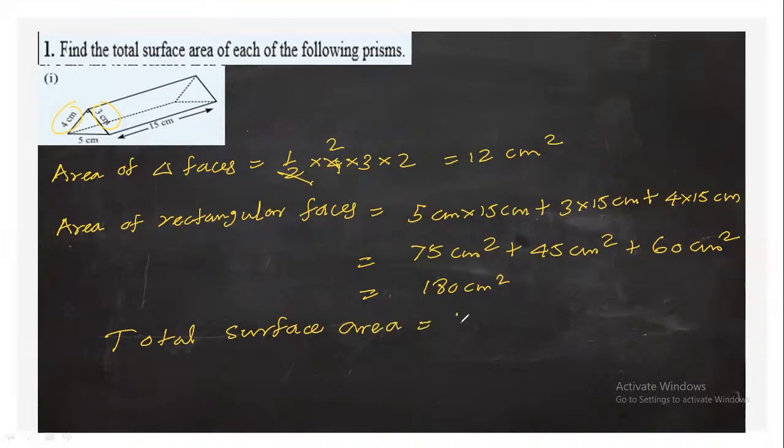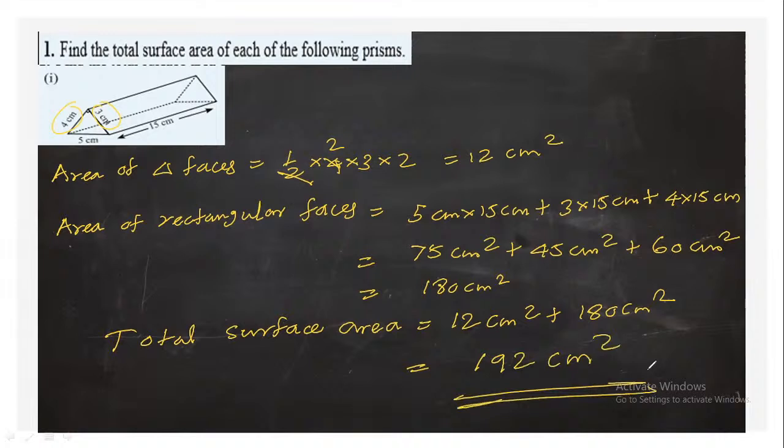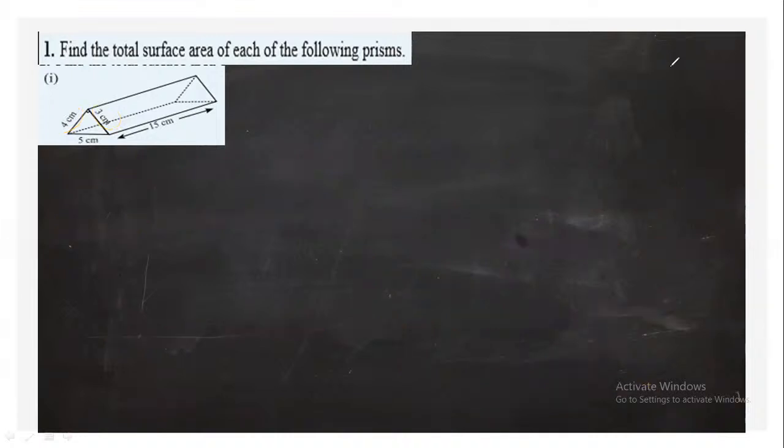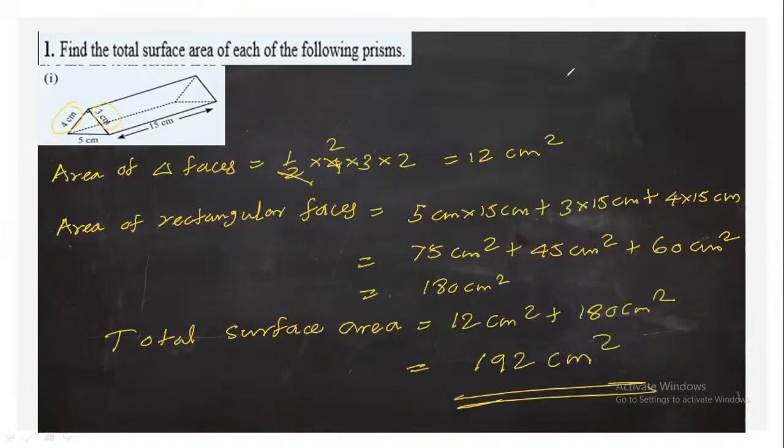Equals 12 square centimeter, 180 square centimeter. Then altogether 192 square centimeters. This is 192 square centimeters. First find the 2 triangular cross sections plus 3 rectangular parts altogether giving the total surface area of this prism.